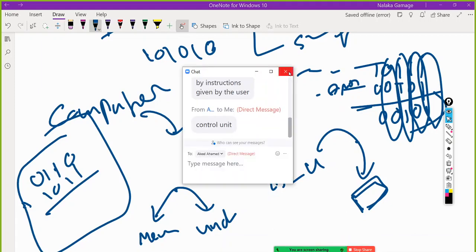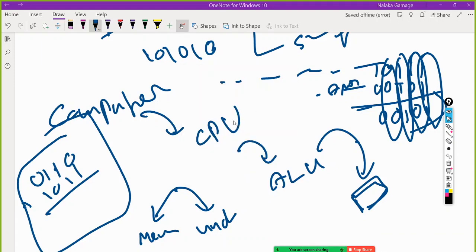Not the control unit. Now you have to look into more and more tiny things. Remember, computer is a big guy, CPU is a smaller guy, ALU is a smaller guy. Now there are even smaller guys inside the ALU. But just tell me, inside the ALU, what are there? How do they build the ALU, arithmetic and logic unit? By using what?